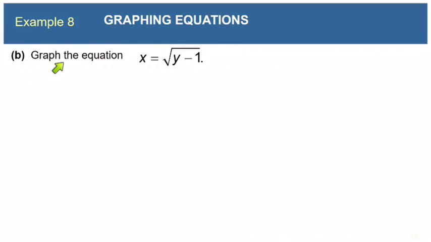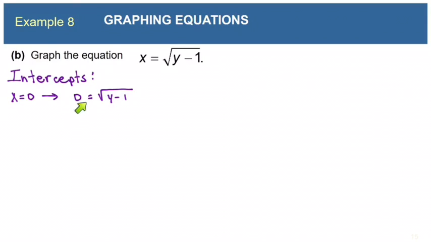Here's part B of example A, and this one asks us to graph the equation x equals square root of y minus 1. Now if you'll remember, we saw this one in a previous example, so let's start out by finding the intercepts. If we let x equal 0, we'll find the y-intercept, so I'll put 0 here. That will give us 0 equals square root of y minus 1. Let's get rid of the radical by squaring both sides. That will give us 0 equals y minus 1, because of course 0 squared is 0. And now let's add 1 to both sides, and we find out that the y-intercept is y equals 1.